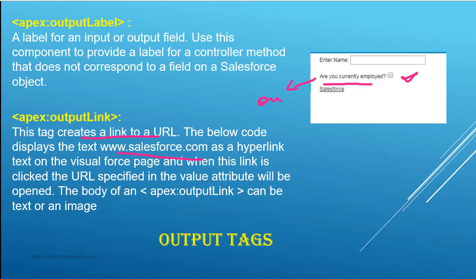And whenever you click this link, the URL that you have specified in the value attribute of this tag will be opened. So if you have specified google.com in the value attribute of this output link, it will take you to google.com. The body of an output link can either be text or an image. So let's go ahead and do a simple example to illustrate these two different tags. We are going to create something similar to this form in this example.